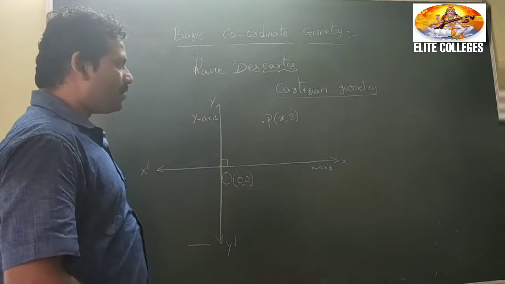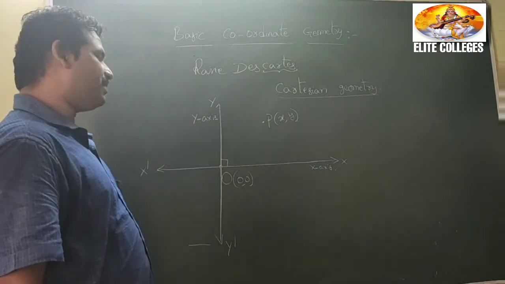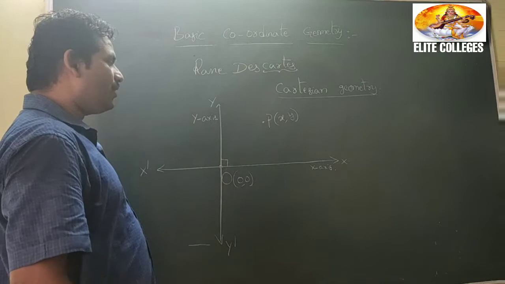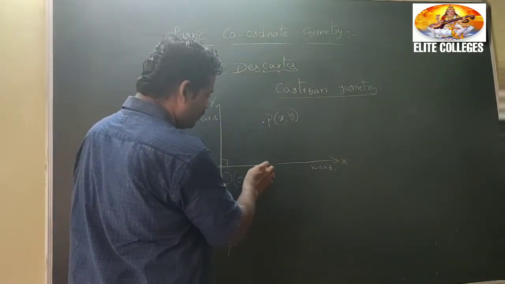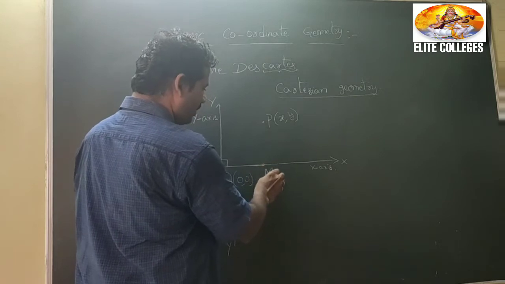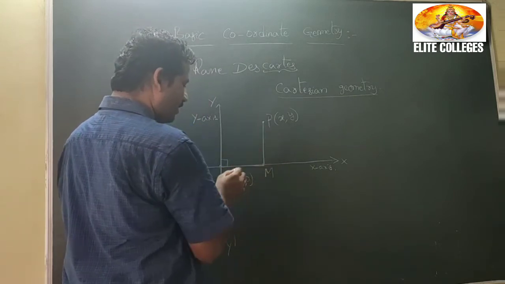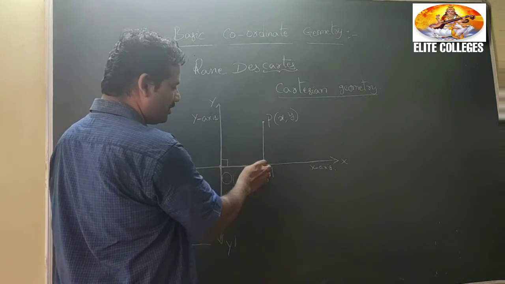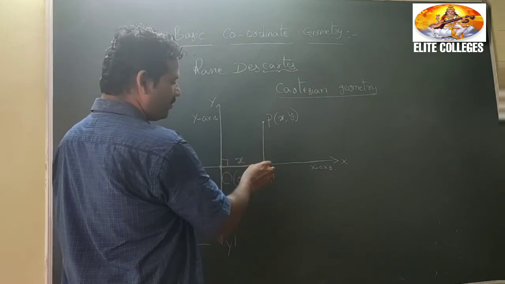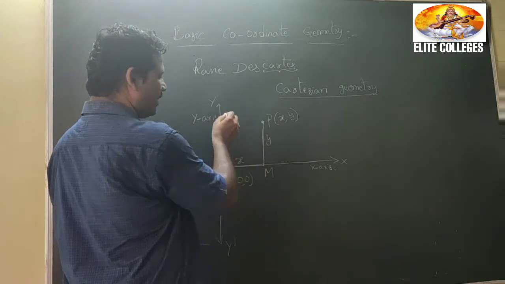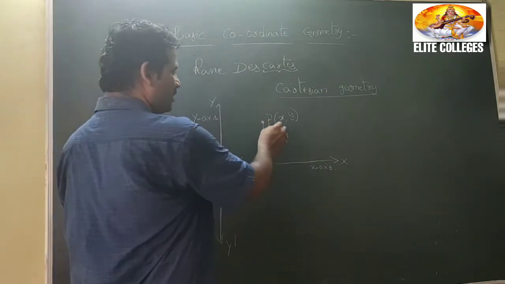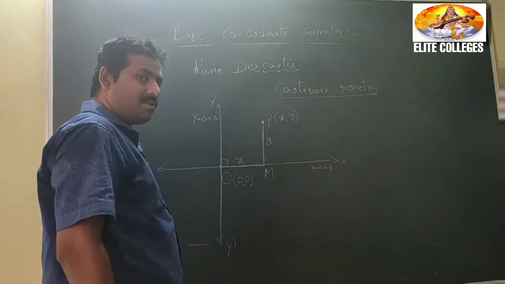So P(x, y) is any point in the plane. The first thing is how you put that point in the plane. From the origin, we move x units, let it be some point M. This is the perpendicular. From M, we move y units along the y-axis. Then this is the point P(x, y).